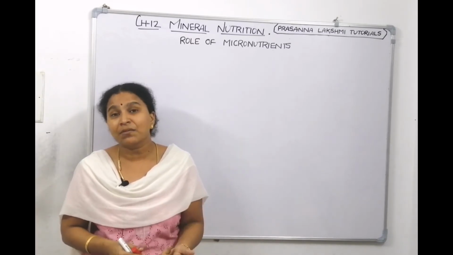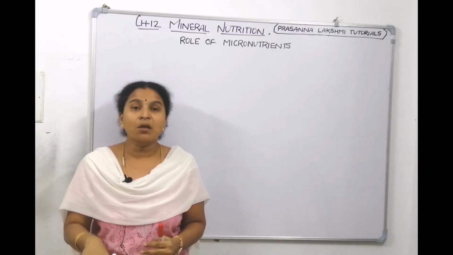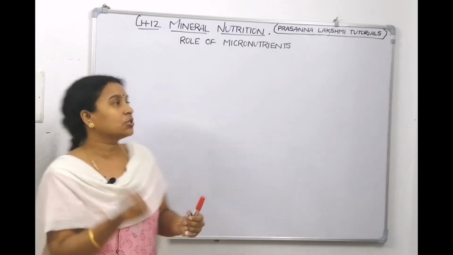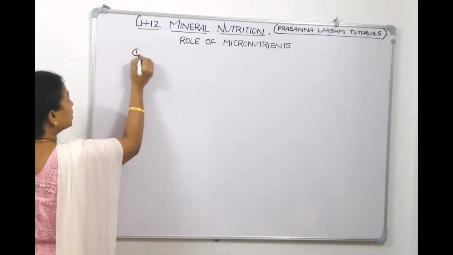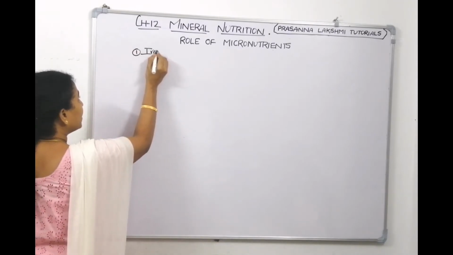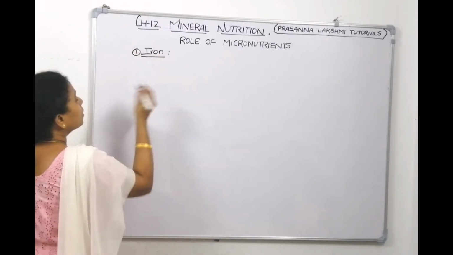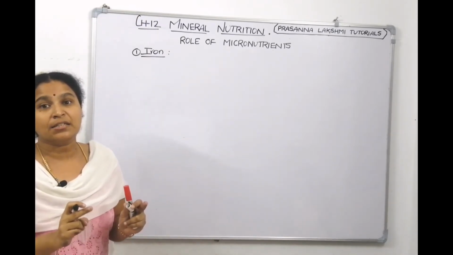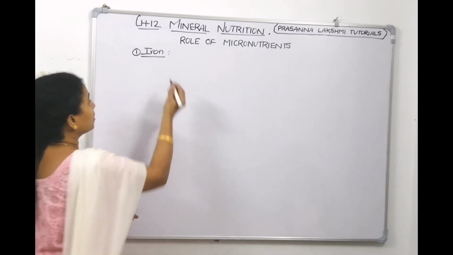Why are we starting with iron? Because among micronutrients, iron is required by the plant in more concentrations. So our first element will be iron, right? So what did I tell for iron? Among the micronutrients, iron is absorbed by the plant in more concentrations.